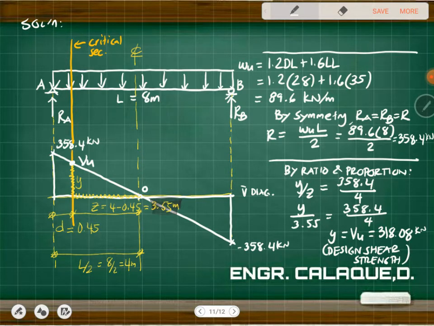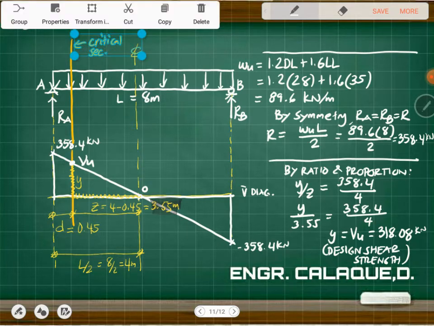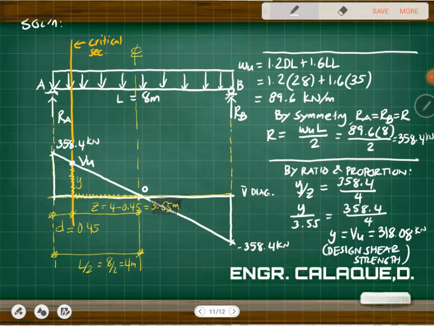strength. Okay? So, there is also another way in solving for the design shear strength, which is mas madali siya kaysa ng ratio and proportion. So, consider mo lang to. Diba? Kukunin ko lang yan.